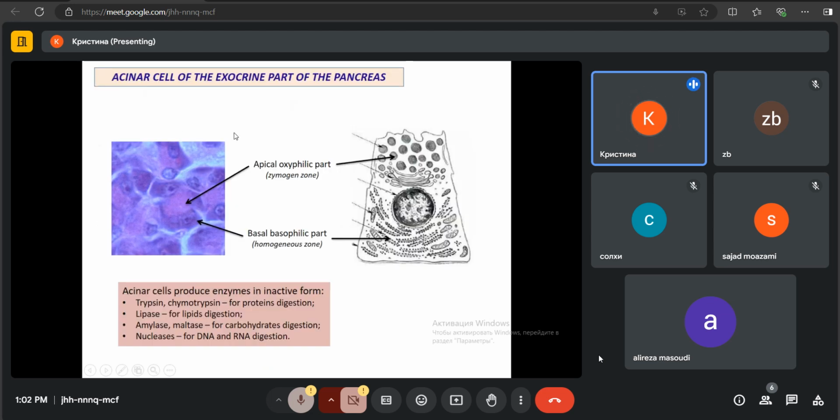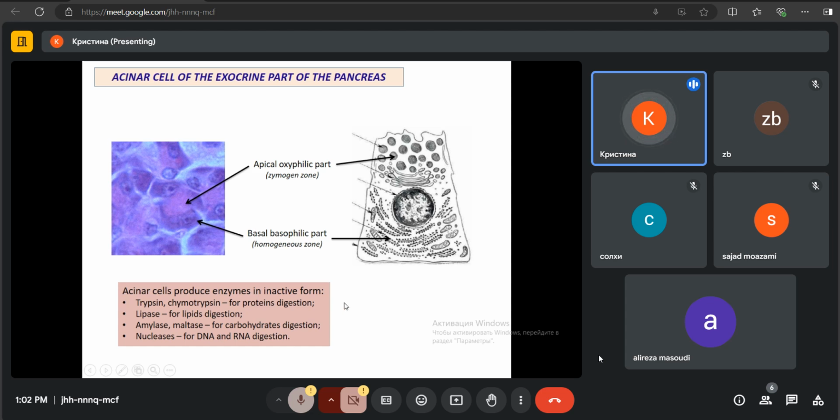So the acinar cell of the exocrine part of the pancreas has two zones. The lower zone, which is called the homogeneous zone, is basophilic because it has a lot of rough endoplasmic reticulum around the nucleus and below the nucleus. The apical portion of the same cell is oxyphilic in color. It is called zymogen zone because it contains zymogen granules, granules which contain enzymes in non-active form.